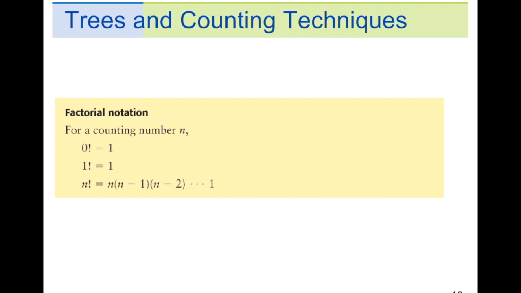So if I said 5 factorial, it would be 5 times 4 times 3 times 2 times 1. If I said 7 factorial, it would be 7 times 6 times 5 times 4 times 3 times 2 times 1. Each time you're just going down till you get to 1.